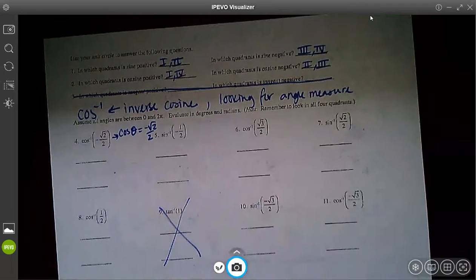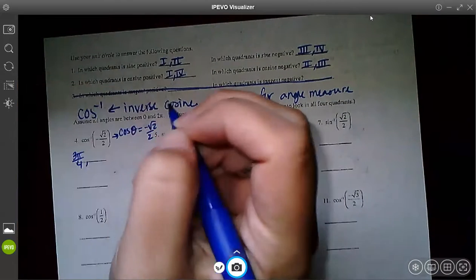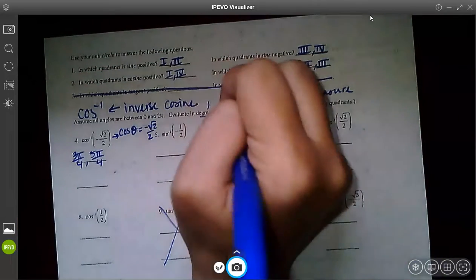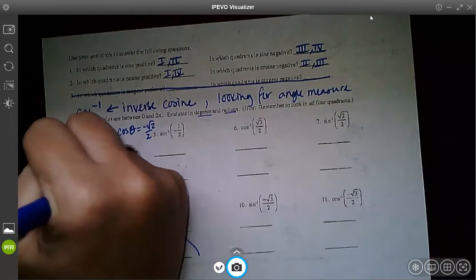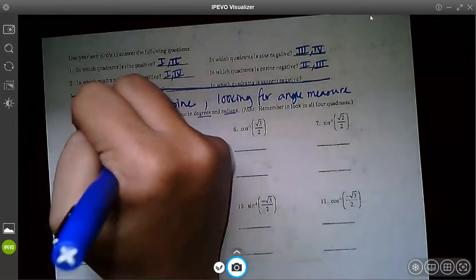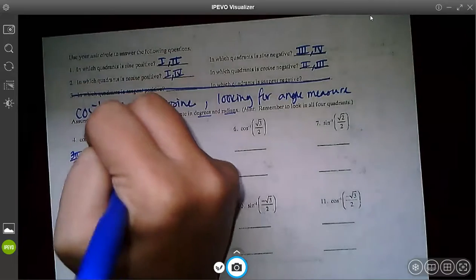So using your unit circle, we want to know where our x value is negative root 2 over 2. X values are negative in quadrants 2 and 3. So it's negative root 2 over 2 at 3 pi over 4 and at 5 pi over 4. We want degrees and radians. Since that's our radians, our degrees are going to be 135 and 225. So we wanted the x value; what we wanted here was x equals negative root 2 over 2.